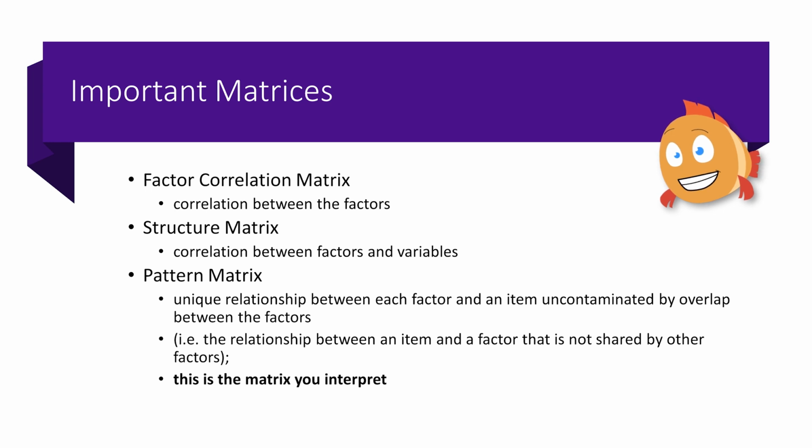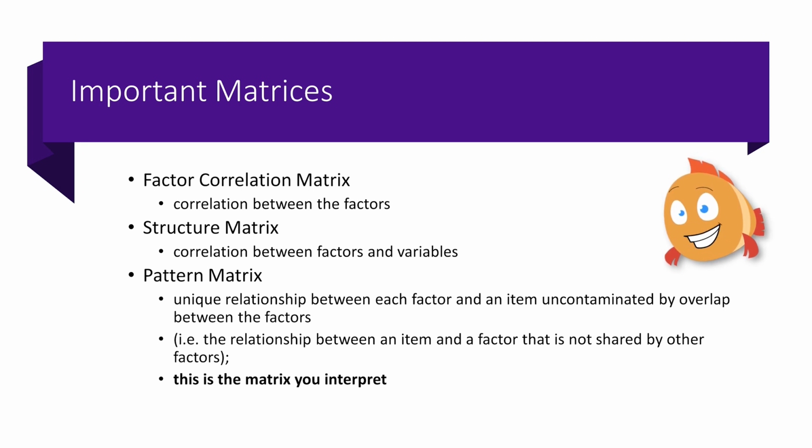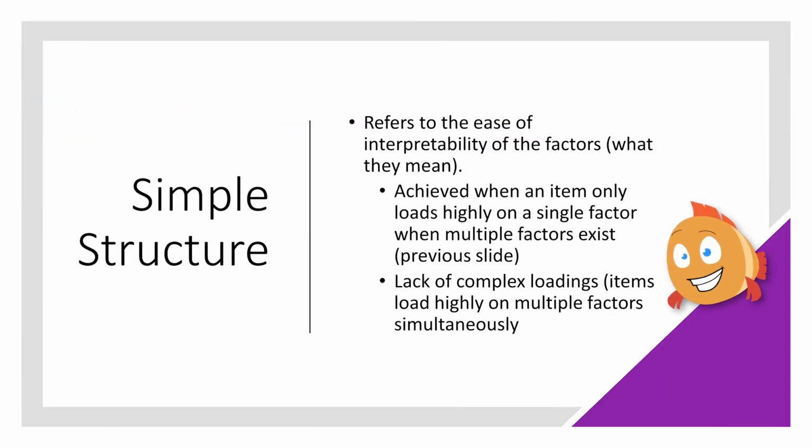Sorry, there's cat chaos. And the pattern matrix. So this is the one you interpret, okay? This shows us the unique relationship between each factor and an item uncontaminated by overlap between factors. In other words, this is the relationship between your individual item and the factor that is not shared by other factors. This is the matrix you interpret, in other words.